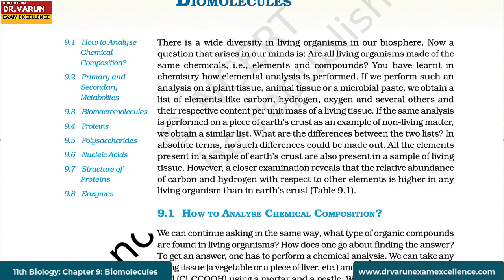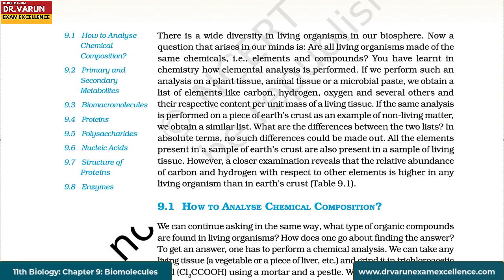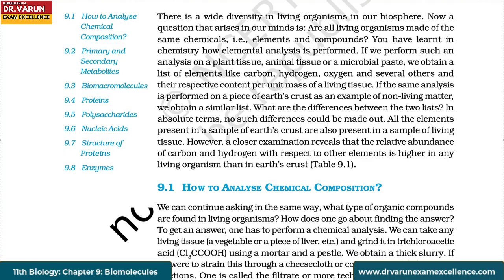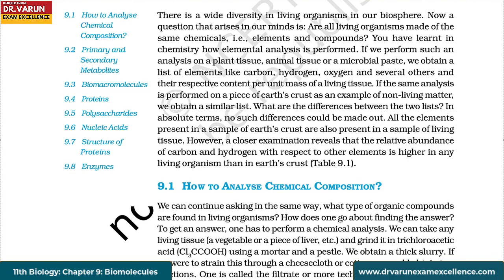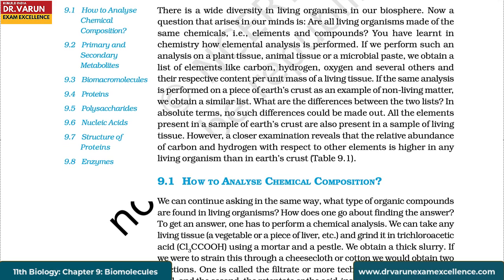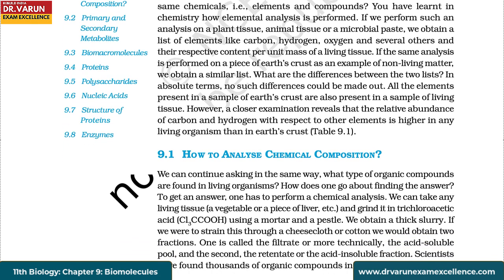In absolute terms, no such differences could be made out. All the elements present in a sample of Earth's crust are also present in a sample of living tissue. However, a close examination reveals that the relative abundance of carbon and hydrogen with respect to other elements is higher in any living organism than in Earth's crust.